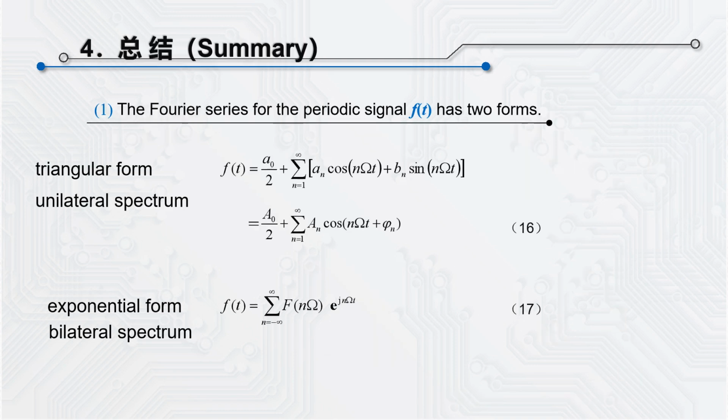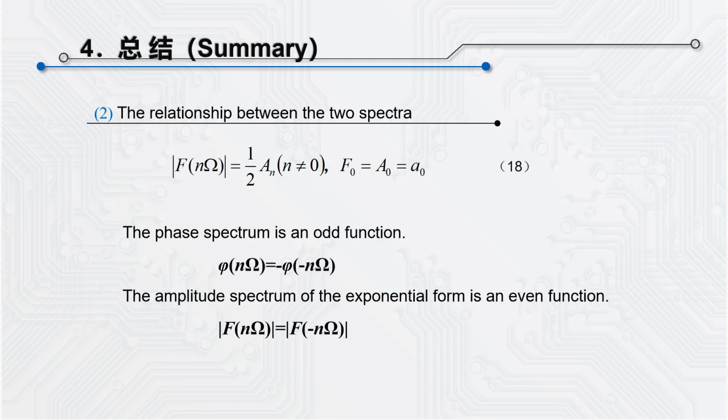To sum up, the content of the Fourier series expansion of the periodic signal is as follows. First, the periodic signal can be expanded into two forms of Fourier series. The first one, Fourier series in trigonometric form, is characterized by a unilateral spectrum. The second one, Fourier series in exponential form, has a bilateral spectrum. The relationship between the two spectra is shown in Formula 18. The phase spectrum is an odd function. The amplitude spectrum in exponential form is an even function.